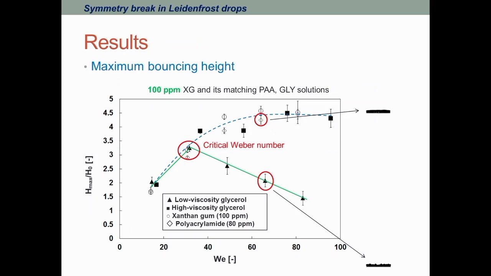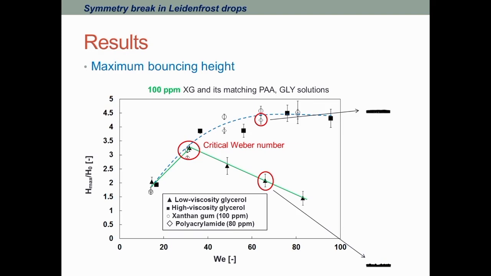So, results: the maximum bouncing height. As you can see here, for the high viscosity glycerol drops, xanthan gum and polyacrylamide drops, the data are almost consistent. The only one which is different from the others is the low viscosity glycerol drops, the low viscosity Newtonian drops, and it starts to decrease after a critical Weber number.